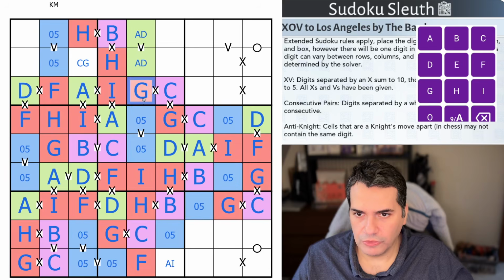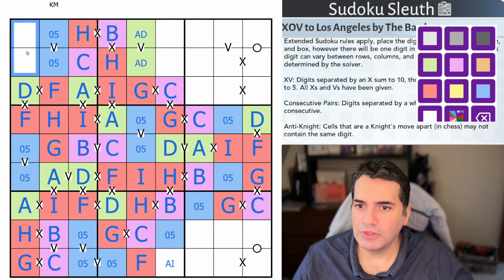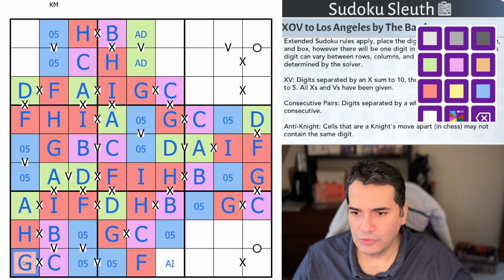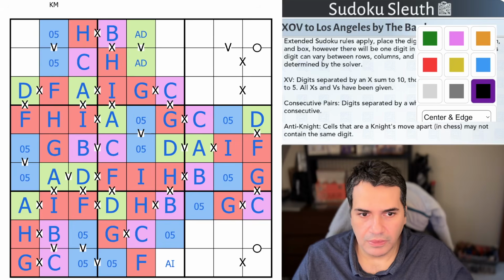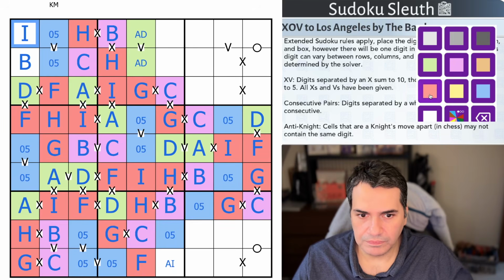We're making progress. G gives me C with knight's move, which is purple. No B in here. Could be B. So what am I missing in here? I am missing B, I, and G. No G. So this is B and I. This is B. And this is I. Thank you.